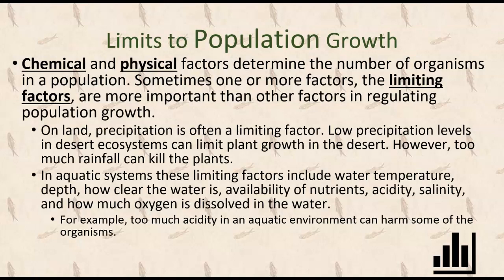Having a low amount of precipitation in desert ecosystems can limit plant growth in the desert. However, too much rainfall can also kill plants.